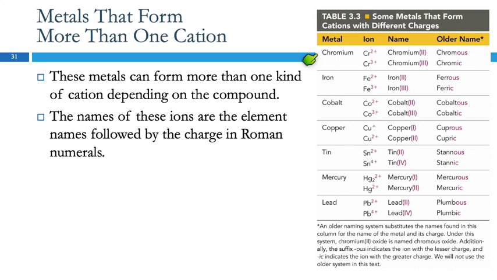So when we name these ions, we're going to name them like the kings of England, and we're going to give them Roman numerals after their name to tell us which one they are. So chromium the second, chromium(II), has a +2 charge. Chromium the third, chromium(III), has a +3 charge. Down here, lead the fourth, lead(IV), +4 charge. The Roman numeral tells us the charge on the metal ion.